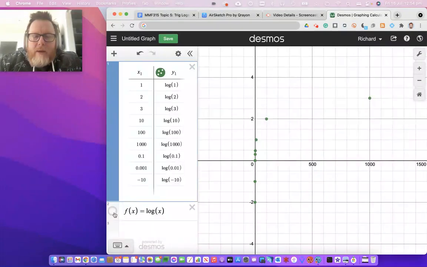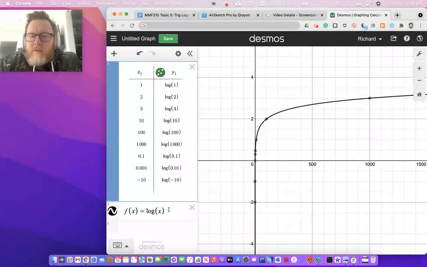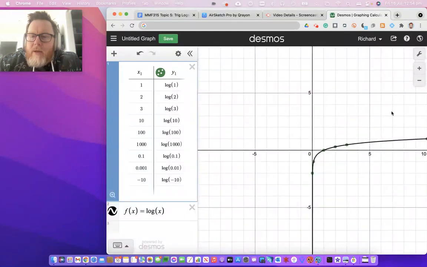So let's have a look at that in practice. There we go. It joins the dots, as you can see. So this is just the Desmos of the function f of x equals log of x. And if I just get the scale back to regular, you can see how it's flattening out.